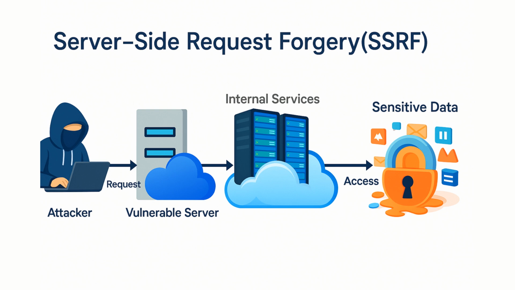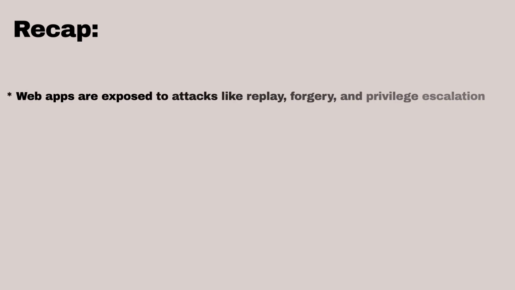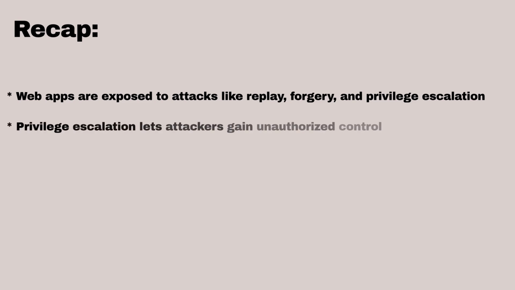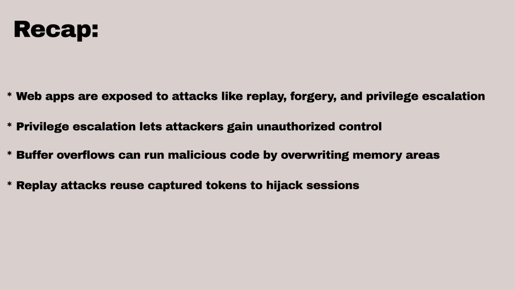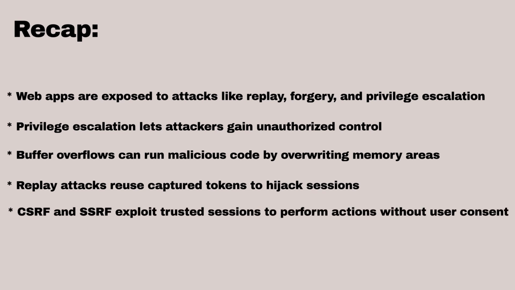Alright, that's all the attacks we're going to talk about. Here's a recap. We learned web applications are exposed to attacks like replay, forgery, and privilege escalations. We learned privilege escalations let attackers gain unauthorized control. We also learned about buffer overflow and how it can run malicious code by overwriting memory areas. We learned about replay attacks and how it reuses captured tokens to hijack sessions. And we learned about CSRF and SSRF. They exploit trusted sessions to perform action without user consent.